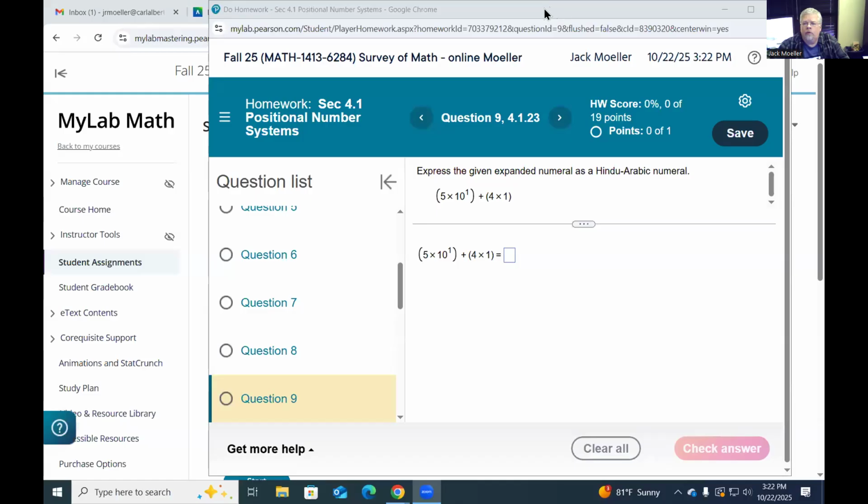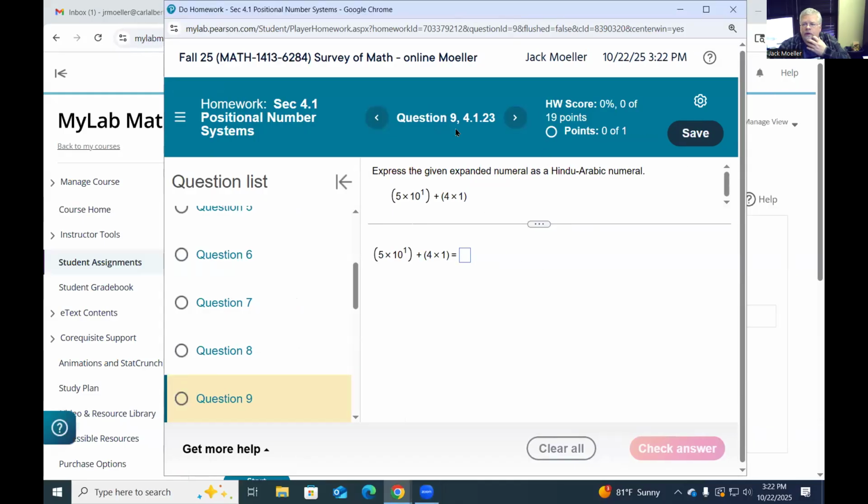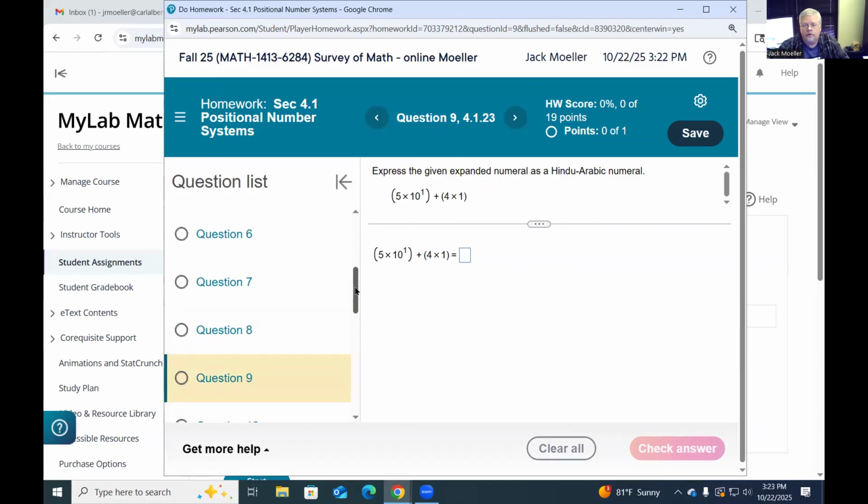All right, so I'm in the 4.1 homework. I just did a random problem. This is number 9. So express the expanded number as Hindu Arabic number system. And so that's 5 times 10 is 50, plus 4 times 1, that's 54. And that's pretty straightforward.